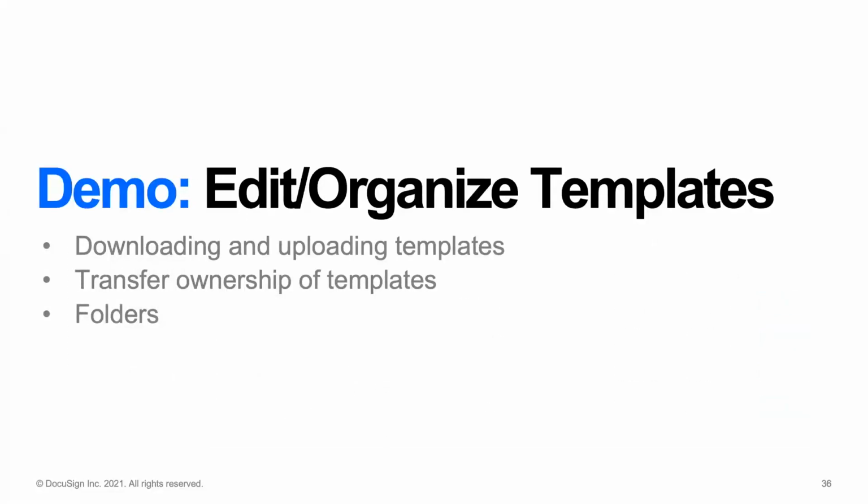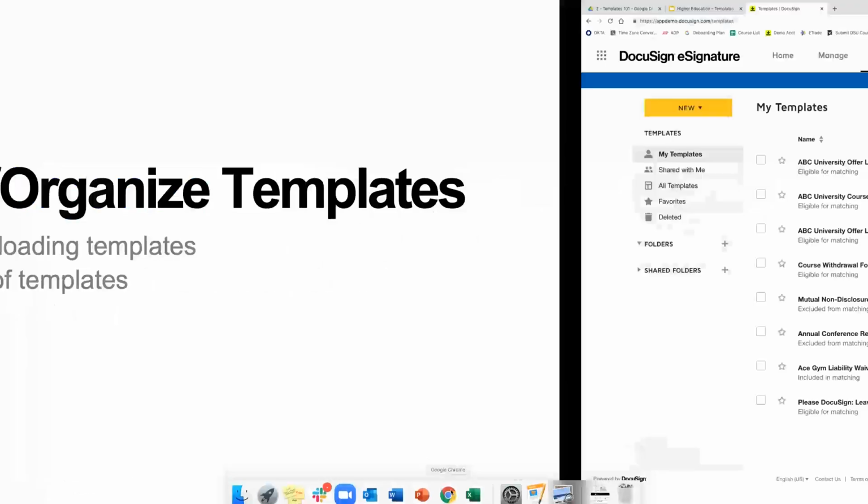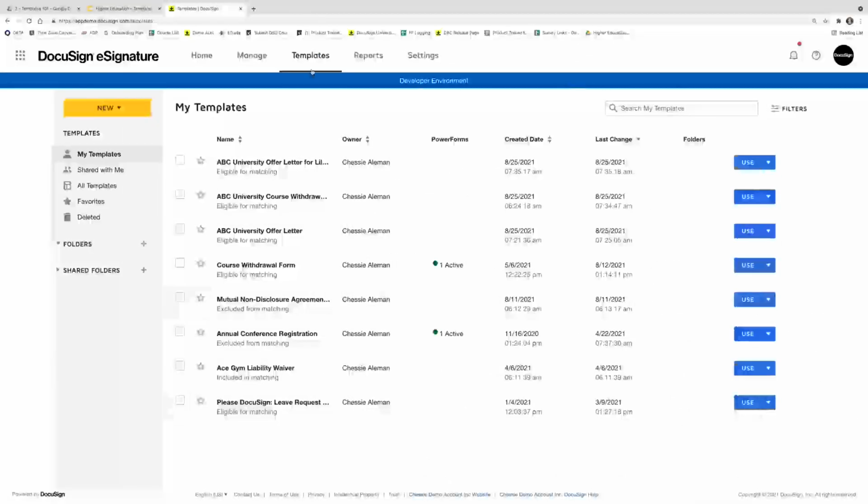So let's go in. I'll show you how you can organize your templates. We'll also demonstrate that download upload process that we talked about a little bit and how we can create some folders. So back in DocuSign here, you can see I'm on my templates page. From the left-hand side here, I can see some folders that are already set up for you.